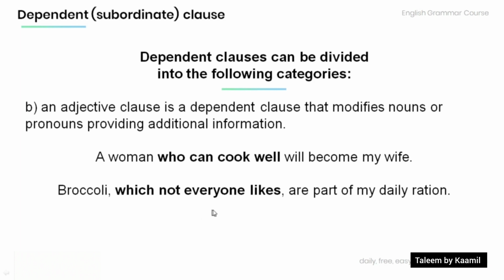Broccoli, which not everyone likes, is part of my daily ration. The adjective clause, "which not everyone likes," is used to modify or give us additional information about the noun broccoli.